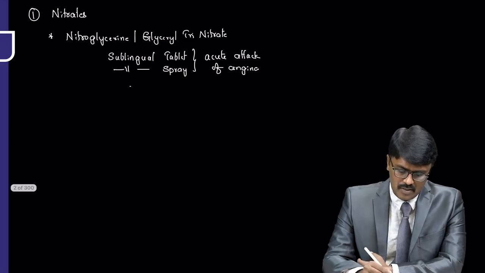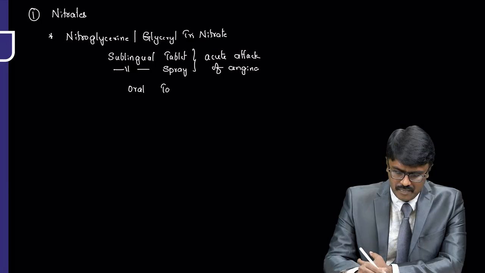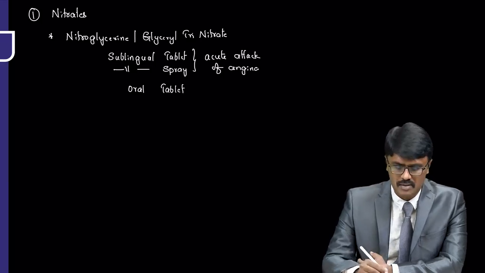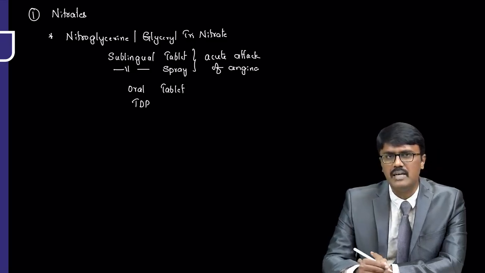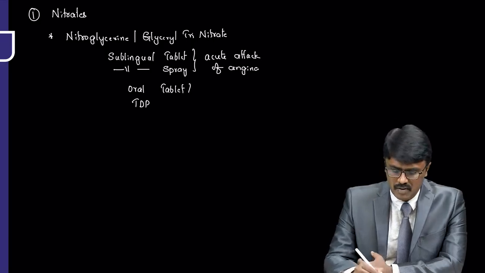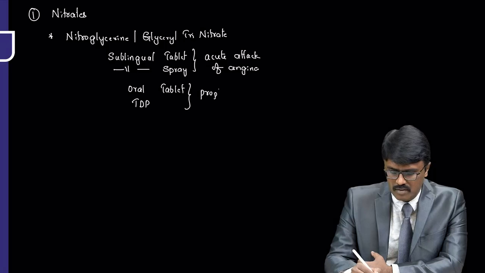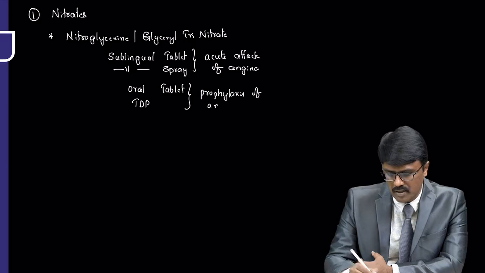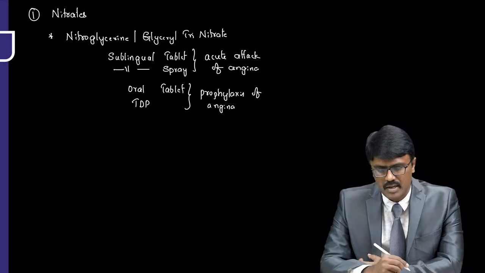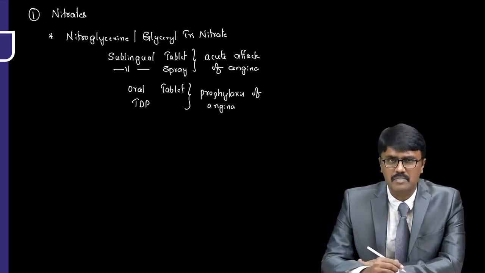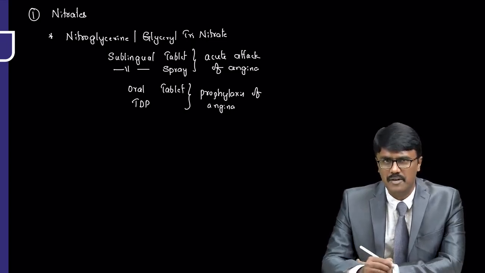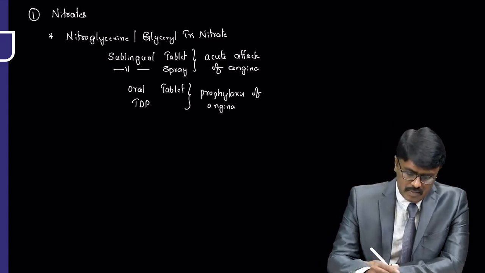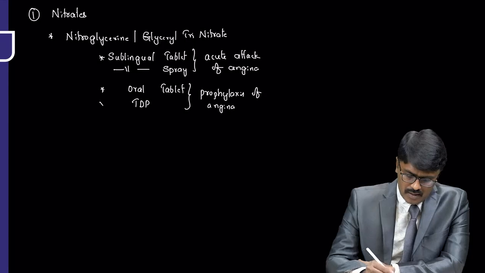Nitroglycerin can also be used as an oral tablet. It is also used as a transdermal patch, TDP, which stands for transdermal patch. These are used for prophylaxis of angina. Remember, nitrates have first pass metabolism, but still we can give them orally. The only thing is we give them at higher doses when given orally. So this is sublingual, this is oral, and this is the patch.